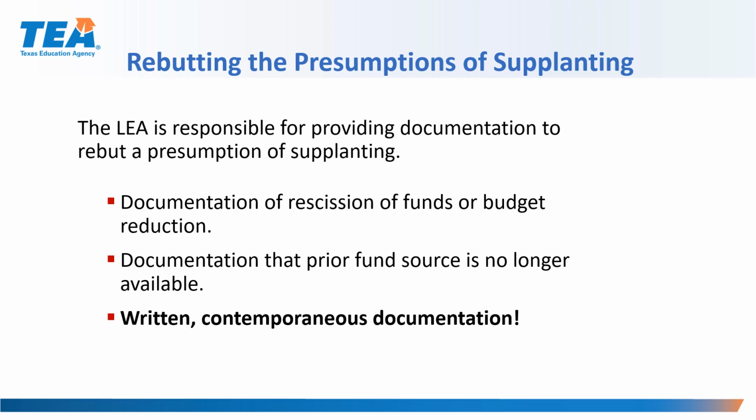It is possible to rebut the presumptions of supplanting, but the responsibility for providing the documentation for this falls entirely on the LEA. Examples of appropriate documentation might be documentation of a rescission of funds or a budget reduction, or documentation that the fund source previously used for an activity or service is no longer available. The key is that the documentation must be written and it must be contemporaneous, which is a $10 word for saying that the documentation must be from the time of the event, not created after the fact.